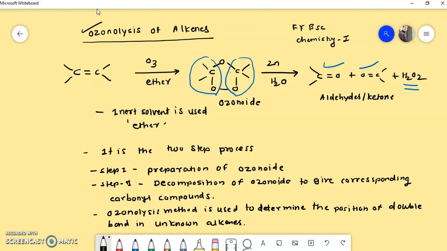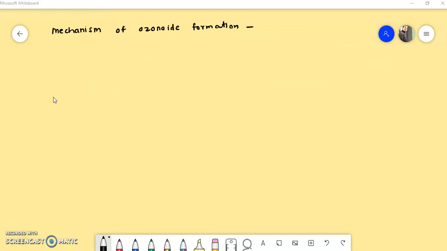Now we will see the mechanism of this ozonoid formation. Now let's see the mechanism of ozonoid formation. You know, ozone has three resonating structures as follows. So how can we represent the ozone?